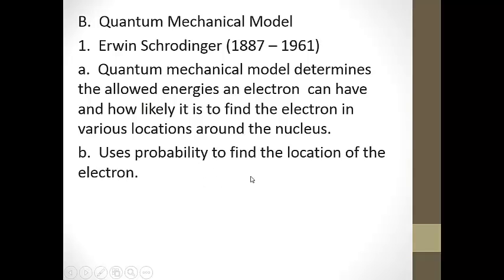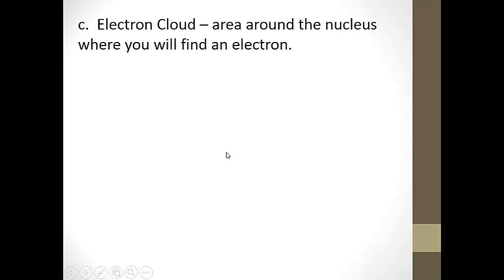So he's going to use probability, and we'll talk more about probability, but in math, probability is the chance or the likelihood of an event happening. And so he was specifically looking at the chances or the likelihood of finding an electron in a certain location. He is not going to refer to things so much as the shells that Bohr talked about, but he's going to call things an electron cloud.